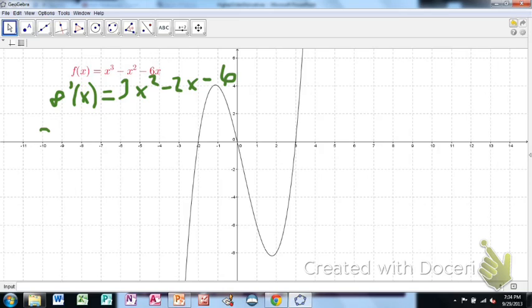Well, we want to know what it means to find the second derivative of a function. And it's really easy to find the second derivative. I'm just going to take the derivative of f prime of x.